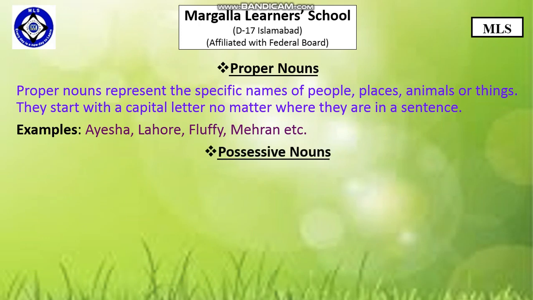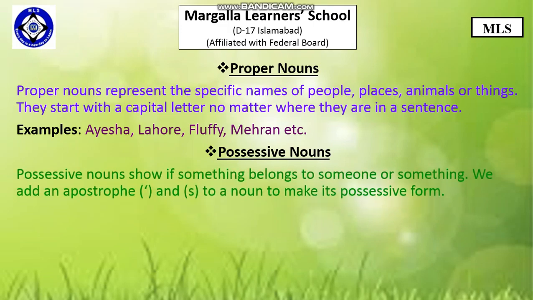Now, let's come to possessive nouns. Possessive nouns show if something belongs to someone or something. We add an apostrophe and s to a noun to make its possessive form. Let's look at an example. For example, we have dog's house. Do you see the possessive here? Dog with apostrophe and s. It's the possessive form of the noun dog. And Hadia's bag.